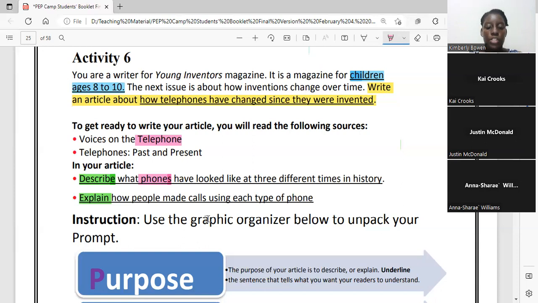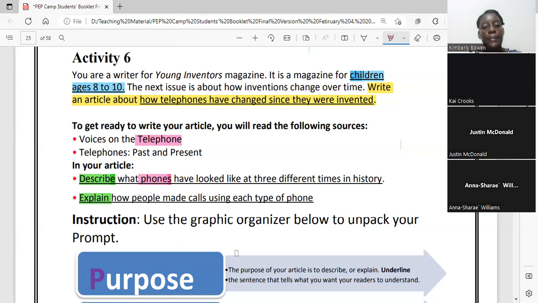Does someone else want to try? Look at the information that you think should be included in the article. What information should be included in the article? Miss, I think you need to describe what phones have looked like. Yes, at times in history. And you have to see how people made calls using each type of phone.